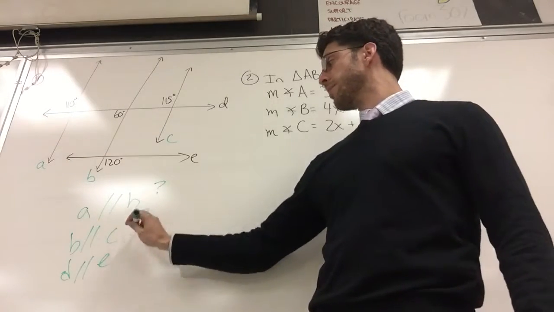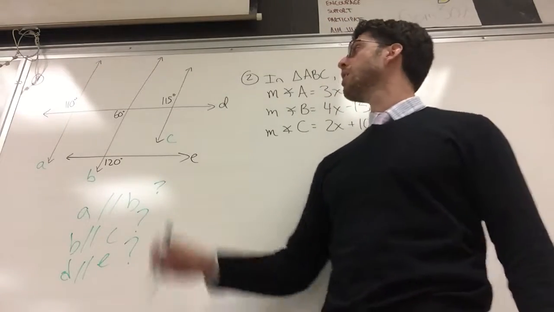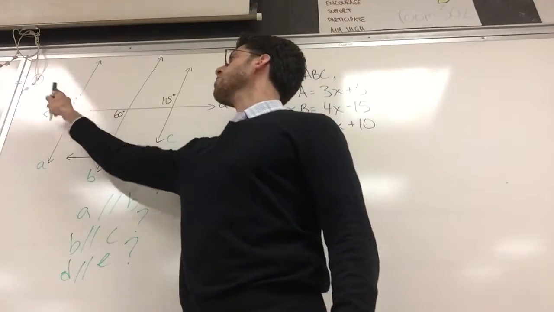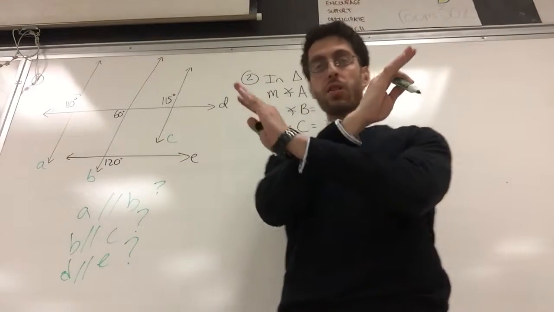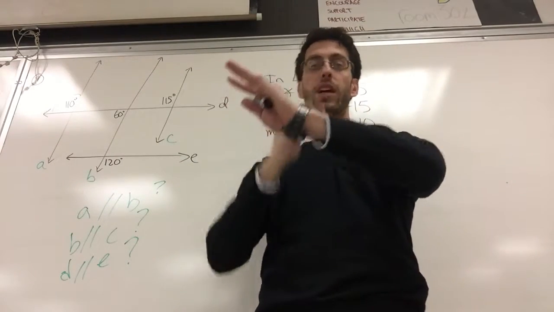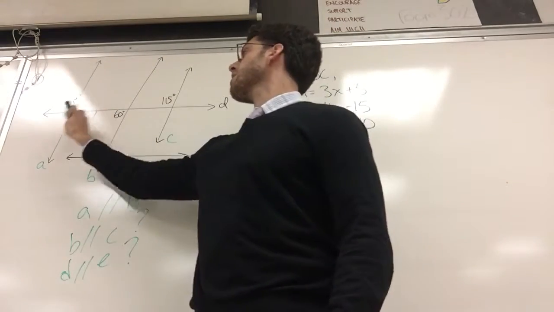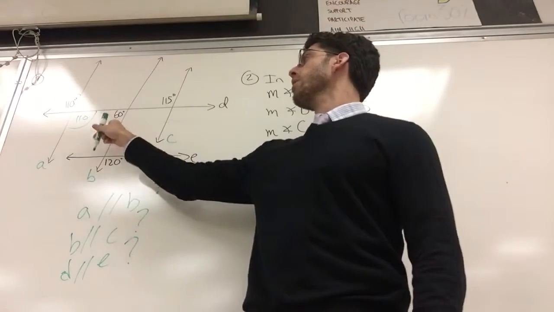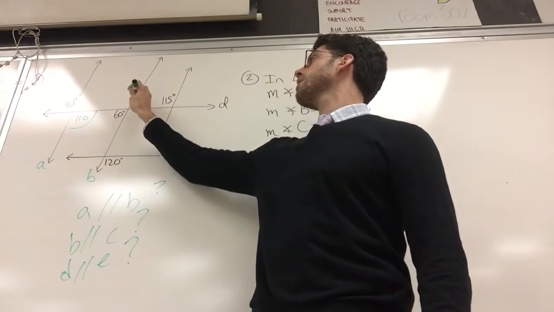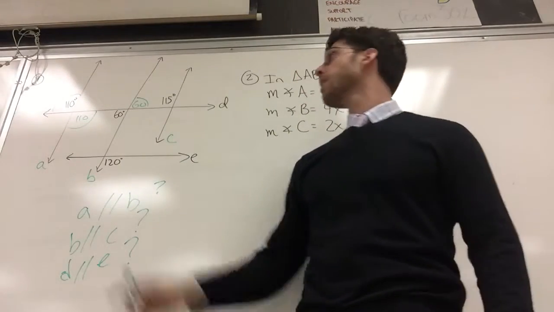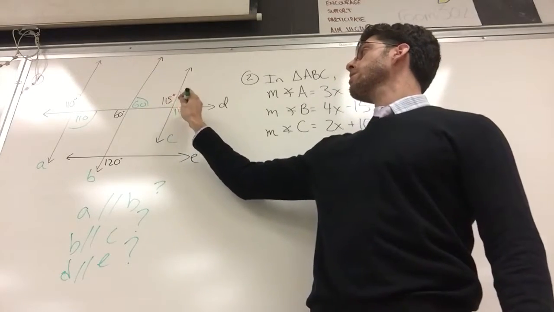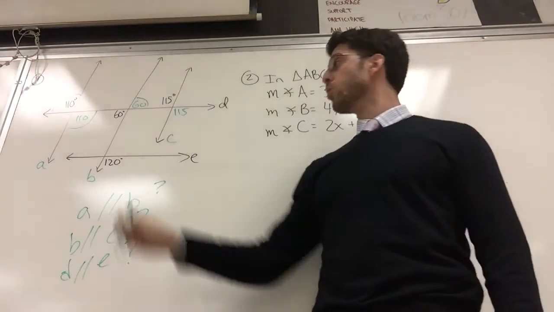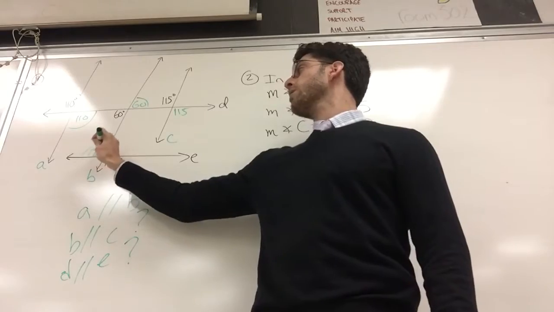Because I don't know this yet. This is what I'm trying to conclude. So let's see. If this is 110 degrees, the opposite angle, whenever you see an X like that, the vertical angle, the opposite angle is the same, is congruent. So that's also 110. Great. Here I got 60, which means I got 60. Here I got 115, which means I got 115. That's pretty easy. Oh, look, a 120. So a 120.